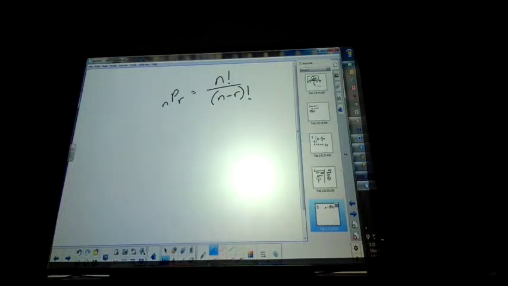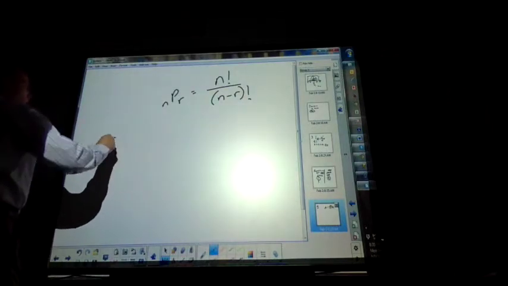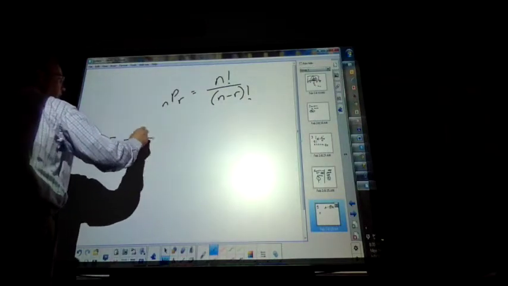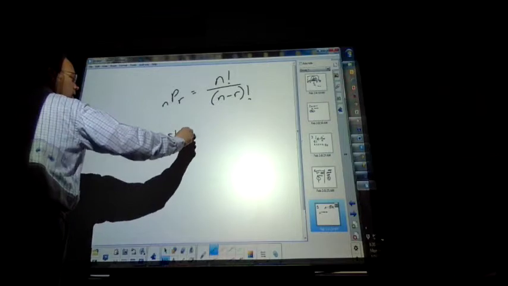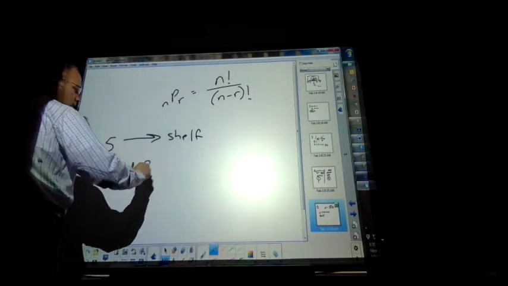Okay, think of it this way. Arrange, permutations, AP. Okay, advanced placement. Arrange and permutations are going to go along with each other. So how many ways can you arrange 5 books from a stack of 8 on a shelf? So you have 5 books that you want to put on a shelf, but you have 8 different books that you want to do this for.